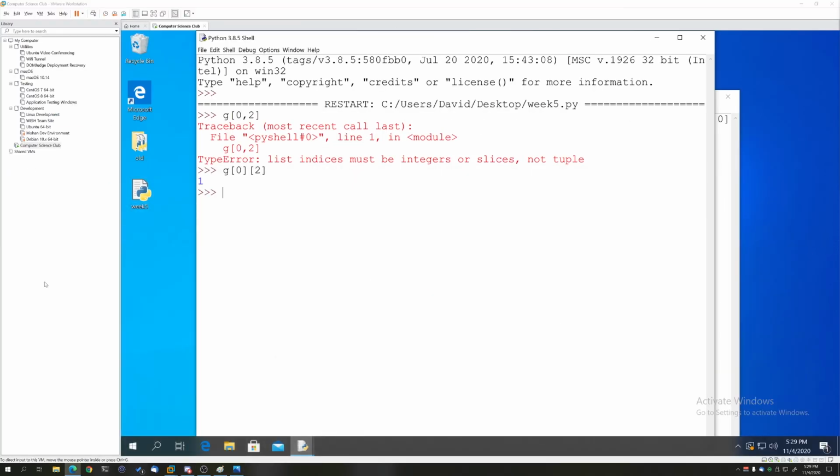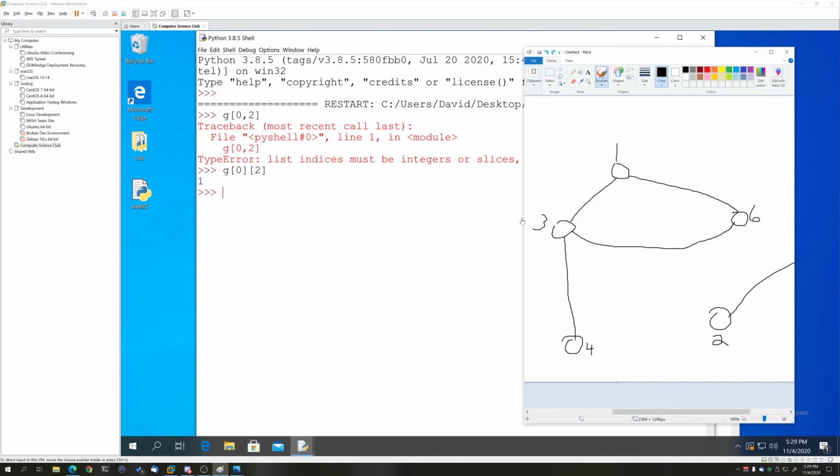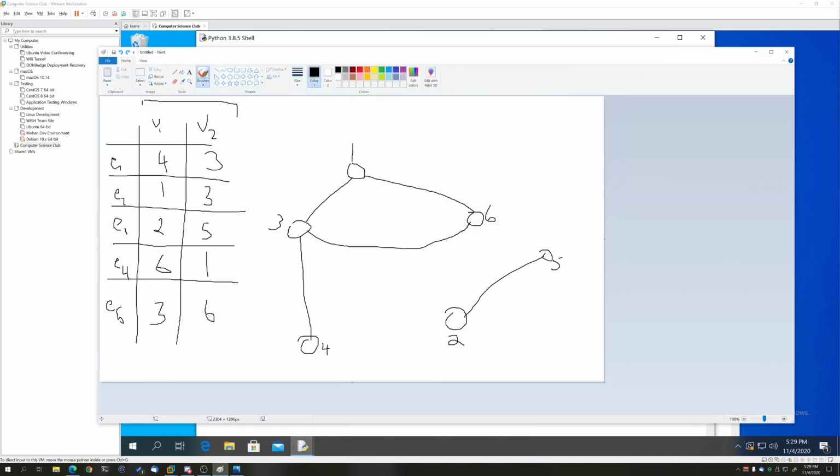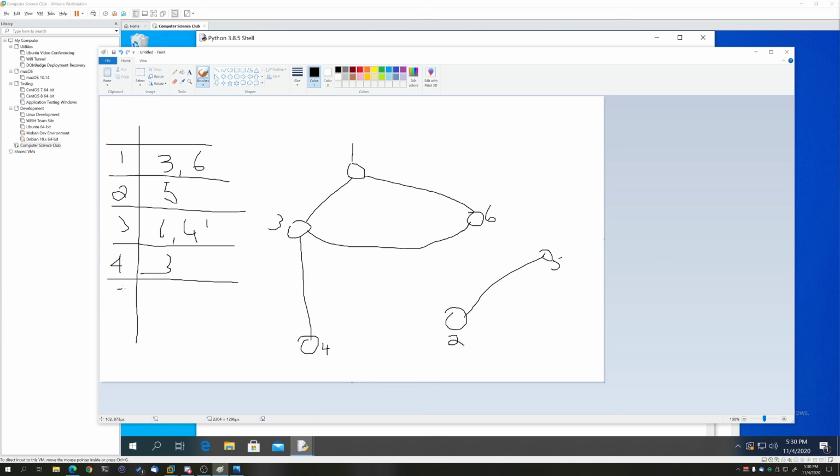So for example, in our example here, if we were to use an adjacency list, what we'd say is we'd have, okay, vertex 1. So vertex 1 here, well, we have, right, 3 and 6 are next to it. 2, we have 5. 3, we have 6, 4, and 1. 4, we have 3. 5, we have 2. And 6, we have 3 and 1.